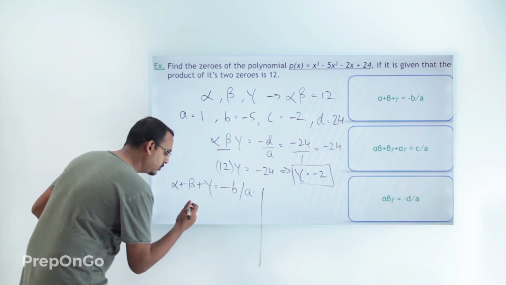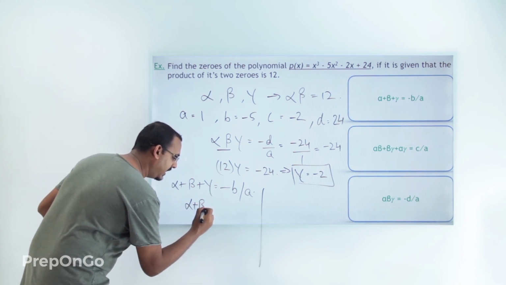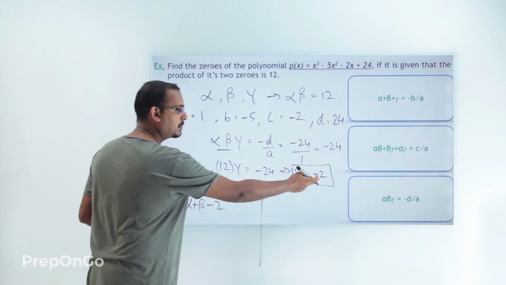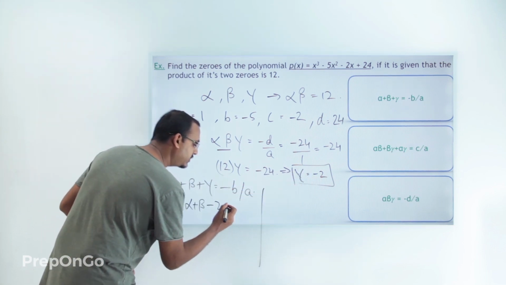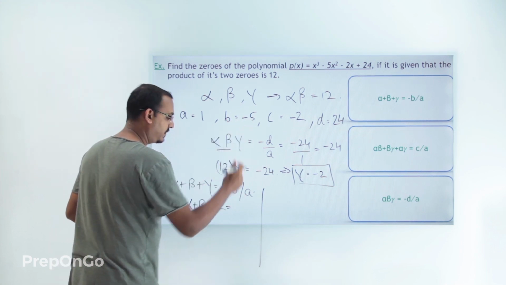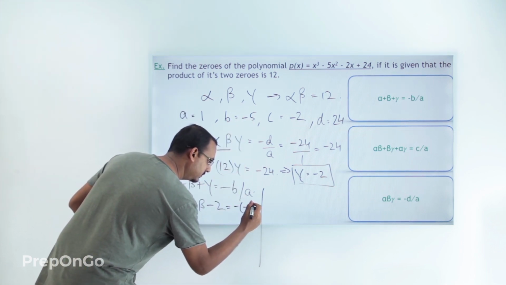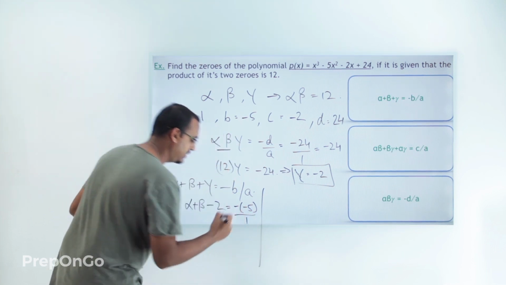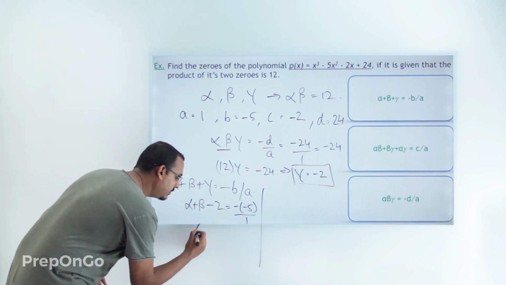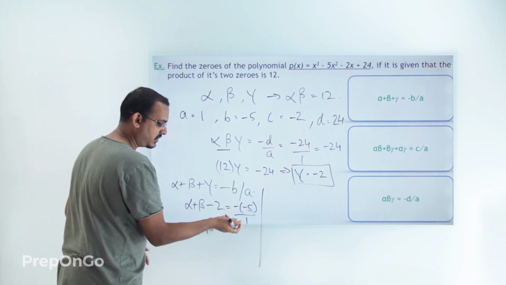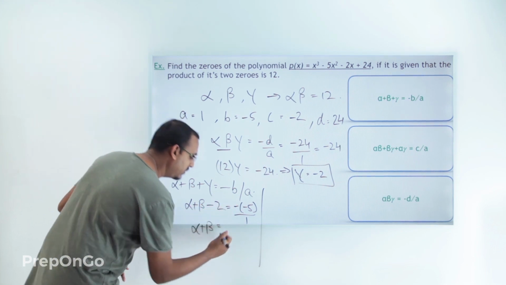So let's substitute those values, and we get alpha plus beta, and in place of gamma we have put minus 2, is equal to minus b upon a, which is minus into minus 5 upon a, which is 1. So this gives me the value of alpha plus beta as minus into minus 5, which is 5, plus 2, which is 7.